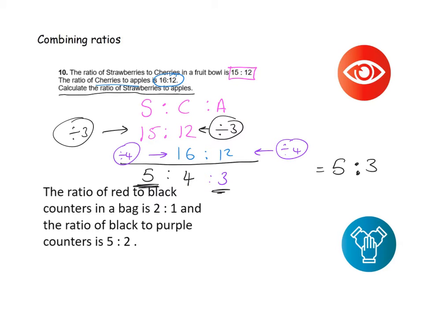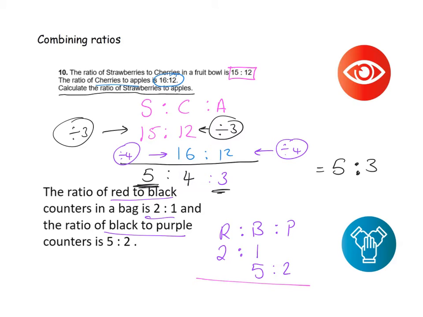So we're looking at the ratio of red to black and then black to purple, so we have to have the P on there as well. We're then going to write the ratios, so 2 to 1 is the red to black, and then black to purple is 5 to 2. So we can't divide in this case, so we're going to have to multiply.